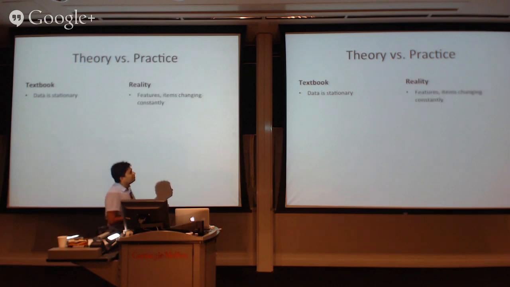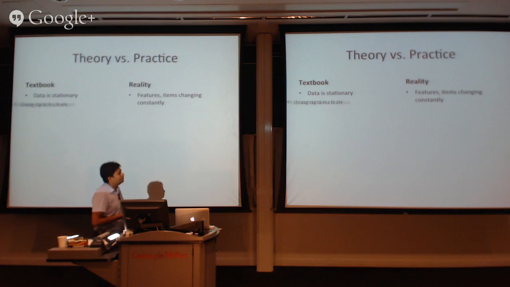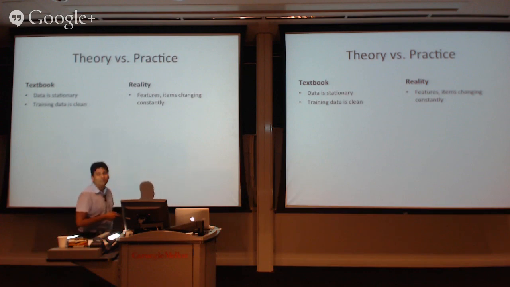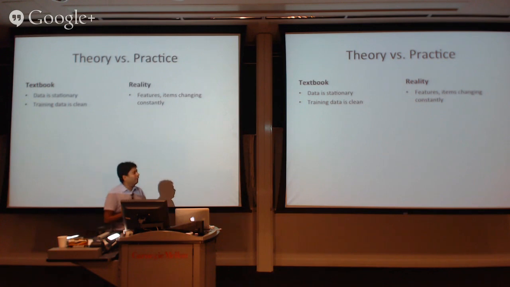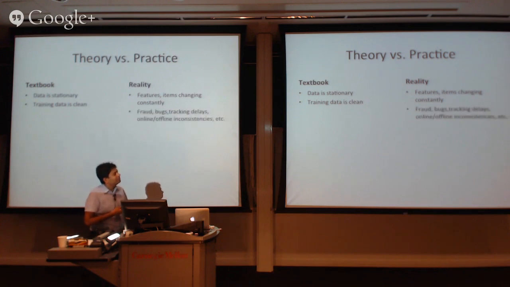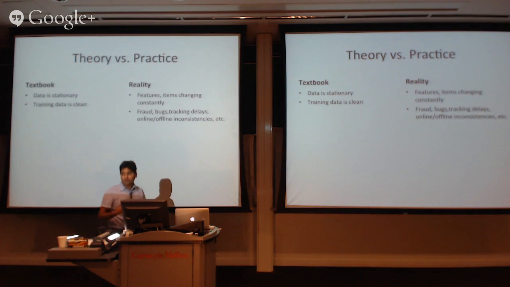Okay. So data is not stationary in practice. Features and items change constantly. Training data is clean? That is not going to happen. No matter where you go, some places, we all suck. Some suck less than others. But training data is not good. There are a lot of issues. Frauds, tracking delays, and these things are routine, and you just have to embrace it as part of your life. You get better over time. It's not there.